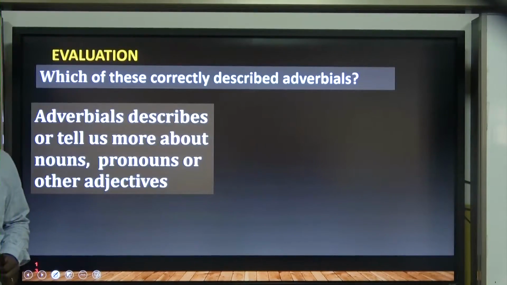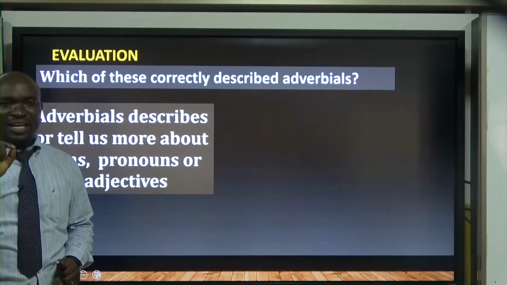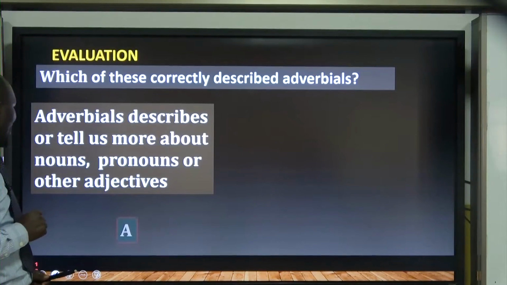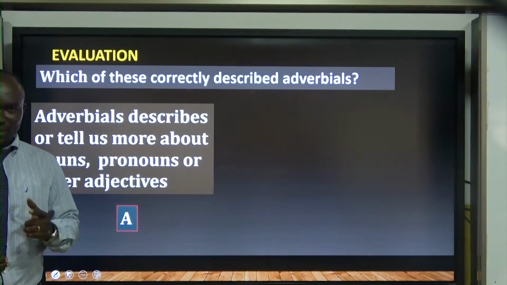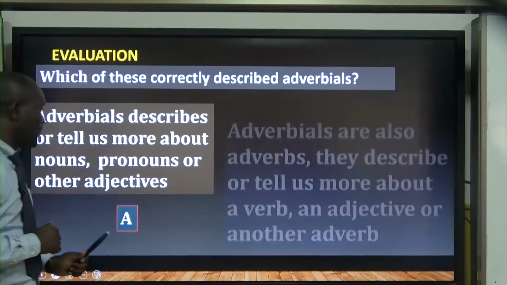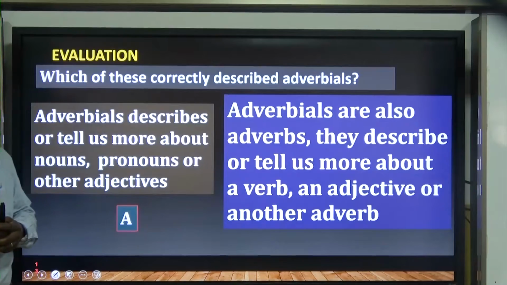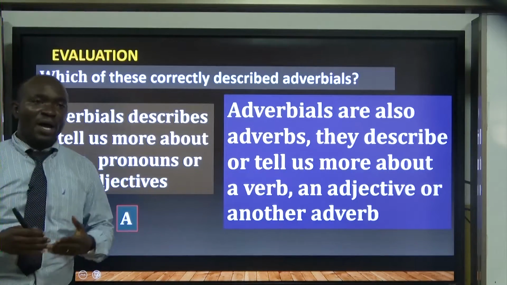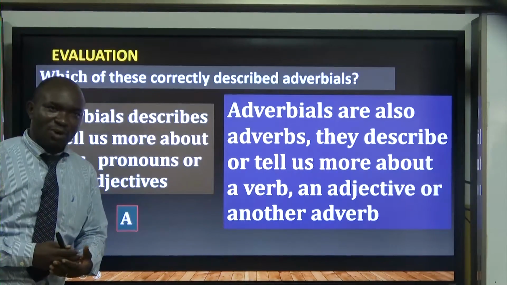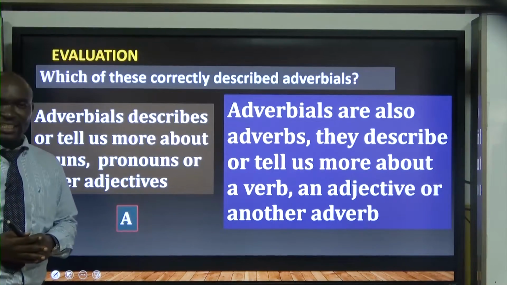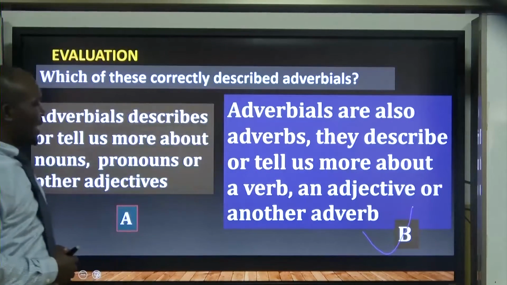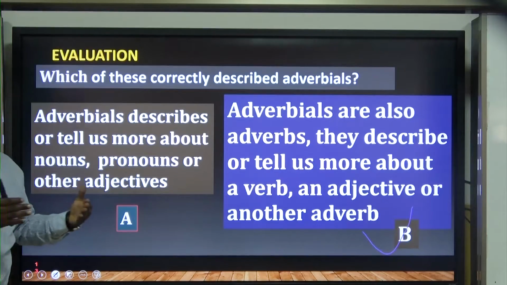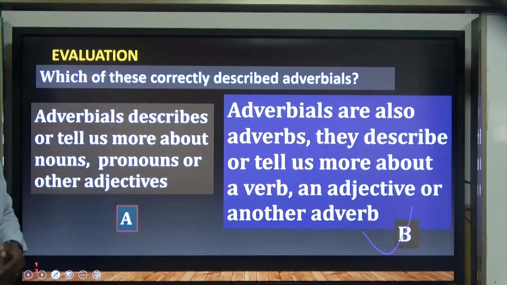I want you to tell me which of these sentences clearly describes what an adverbial is. We have sentence A. Adverbials describe or tell us more about nouns, pronouns, or adjectives. Is that correct? Oh, you think about it. I have another sentence for you. Okay. Adverbials are also adverbs. They describe or tell us more about an action, that is the verb. They can tell us more about an adjective or even another adverb in the sentence. So which of these two describes adverbials? A or B? Very good. It is B. Because adverbials tell us more about the action, about the adjective in a sentence, or can also describe another adverbial.